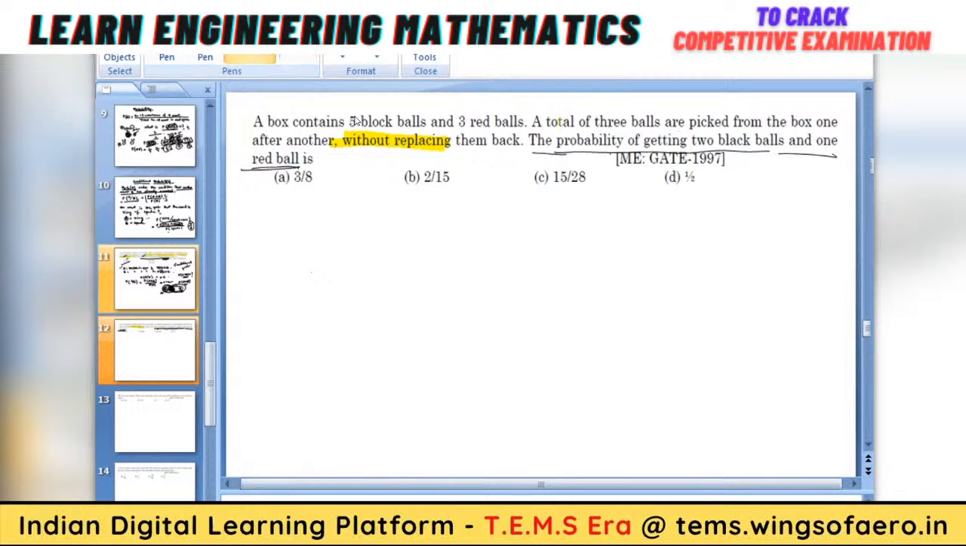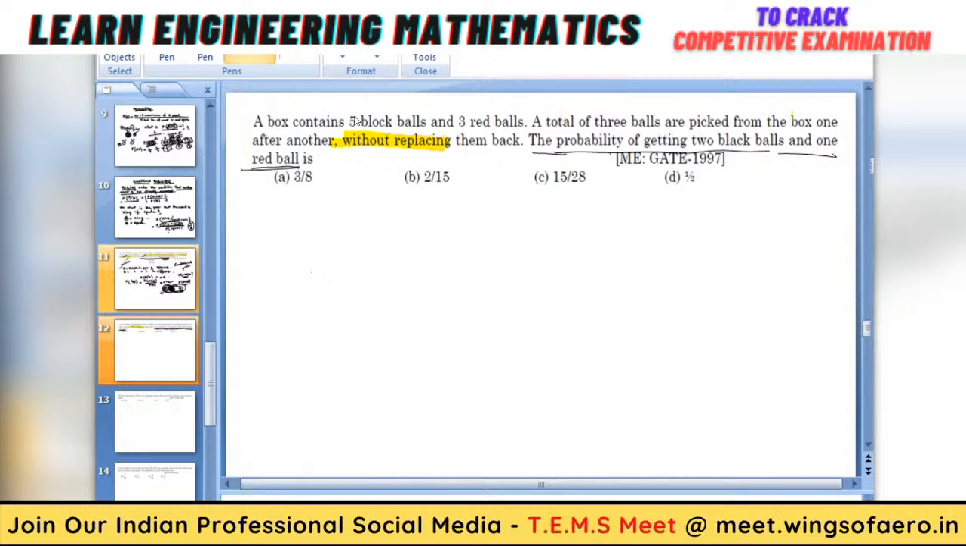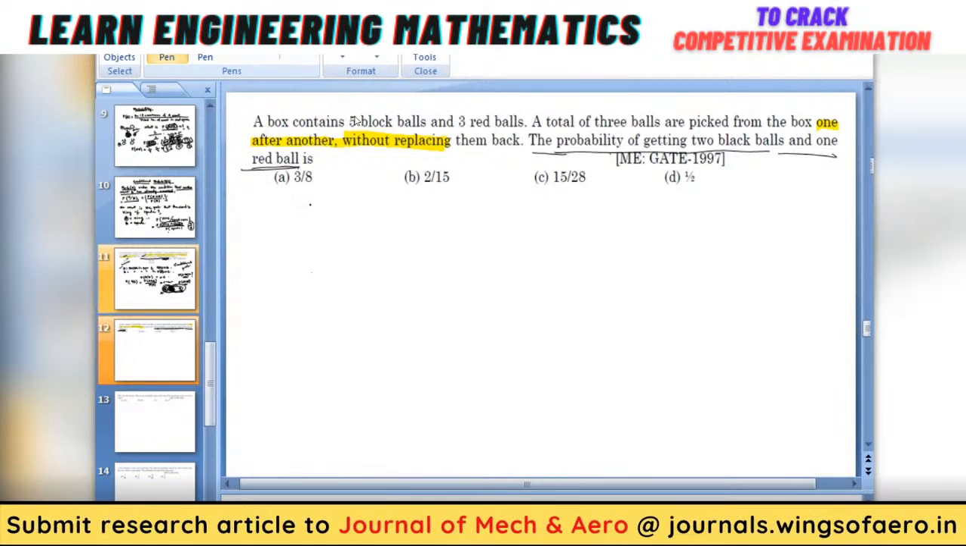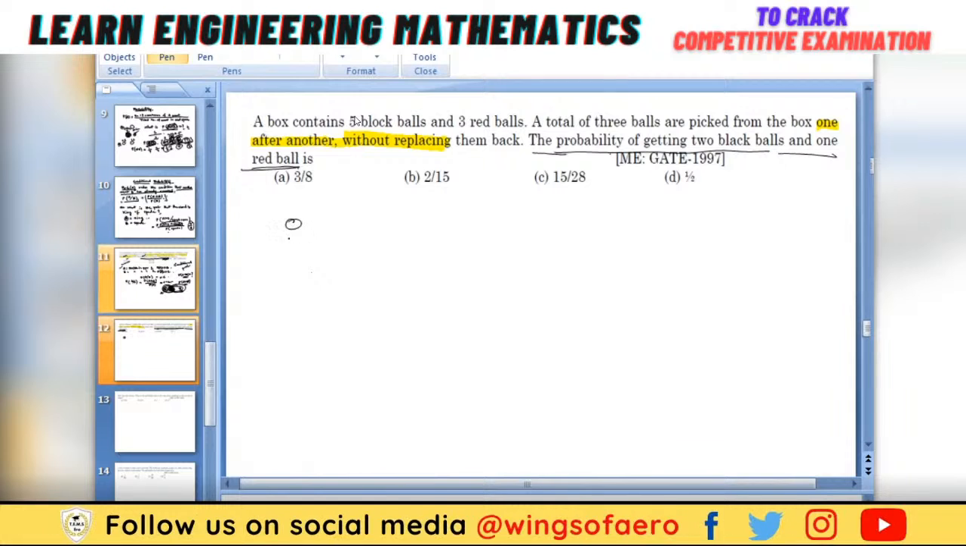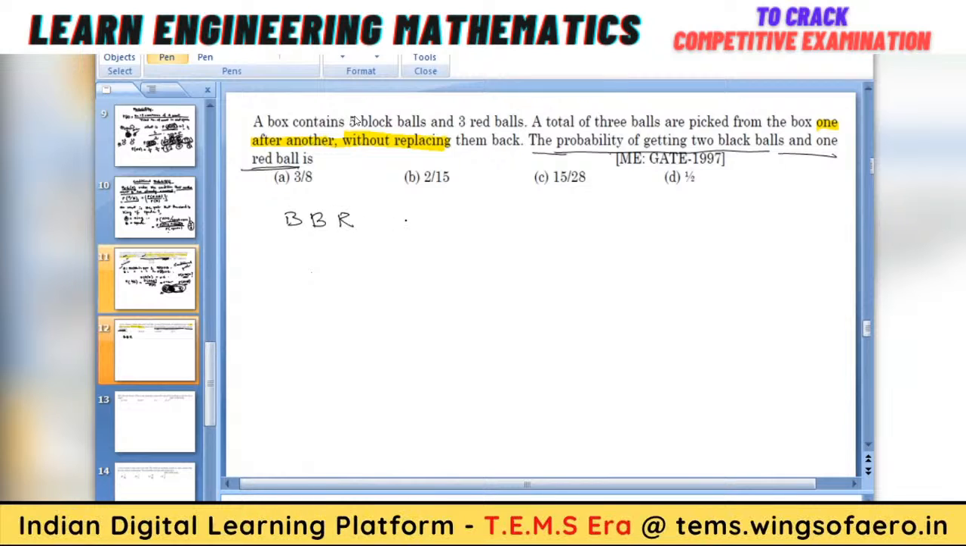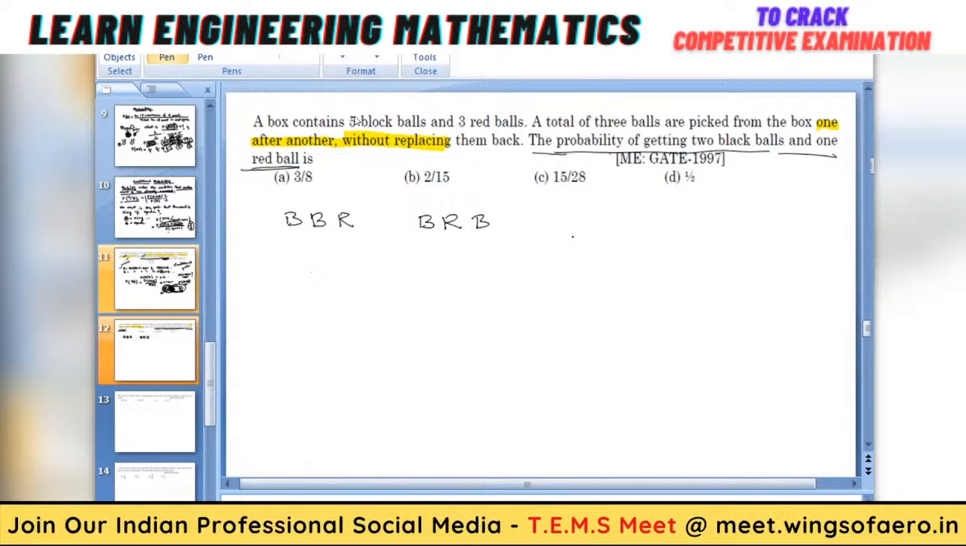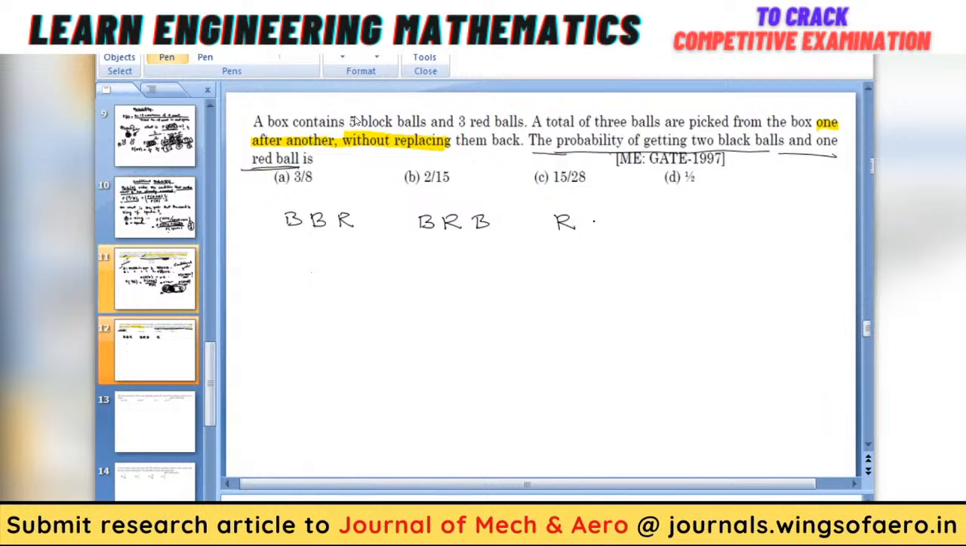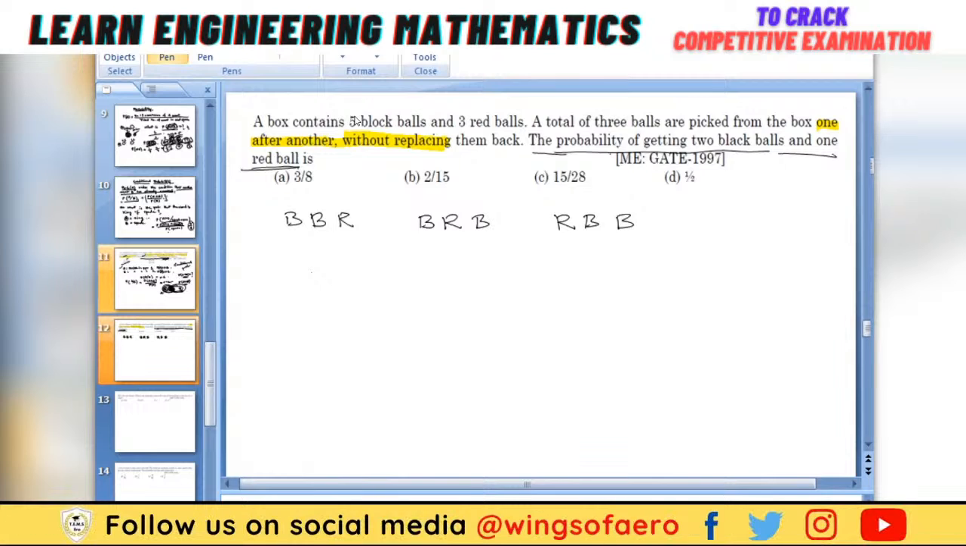There are some points you have to notice within this problem. A total of 3 balls are picked one after another. So the first ball is black, the second ball is black, the third ball is red. This is the first case. Next, the first ball is black, the second ball is red, the third ball is black. And the third case is the first ball is red, the second ball is black, the third ball is black. So these three cases are possible. There is no other case possible.